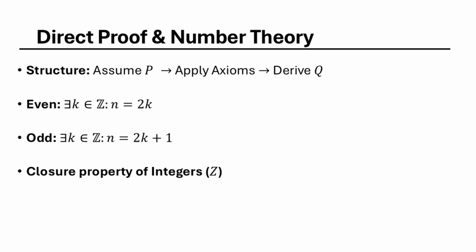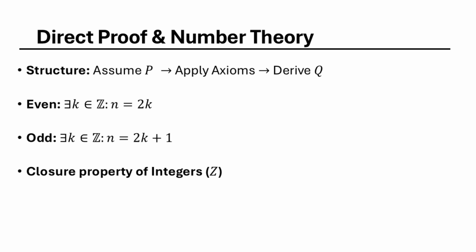The most fundamental method is the direct proof. To master this, we must agree on definitions. In number theory, an integer is defined as even if there exists an integer, k, such that the number equals 2 times k. It is odd if there exists an integer, k, such that the number equals 2 times k plus 1.